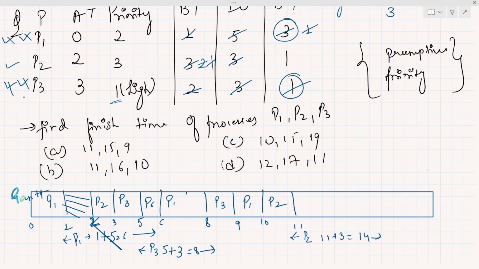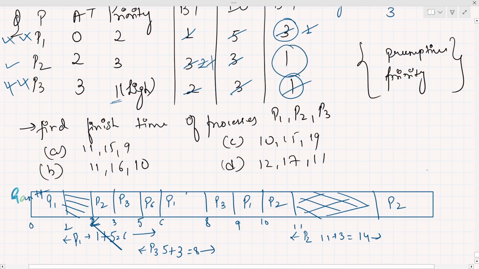Okay, so now P1 is completed, P3 is also completed. So there is no process available in the queue. If there is no process available in the queue, it means the CPU becomes idle. From 11 to 14, the CPU becomes idle, not in use. After that, P2 again comes into the queue, and since only one process is available, it executes completely. Burst time is 1. So from 14 to 15, P2 is now completed.